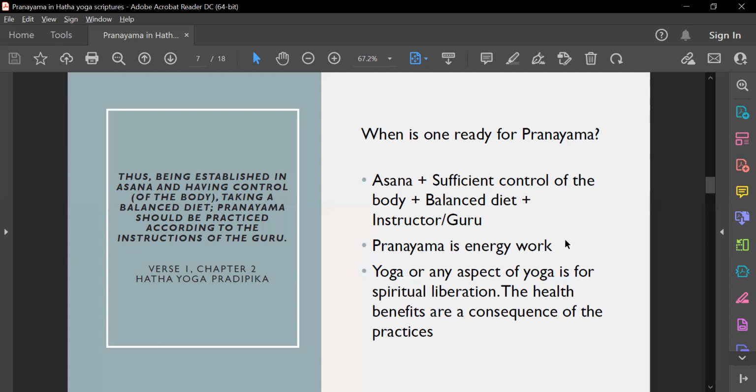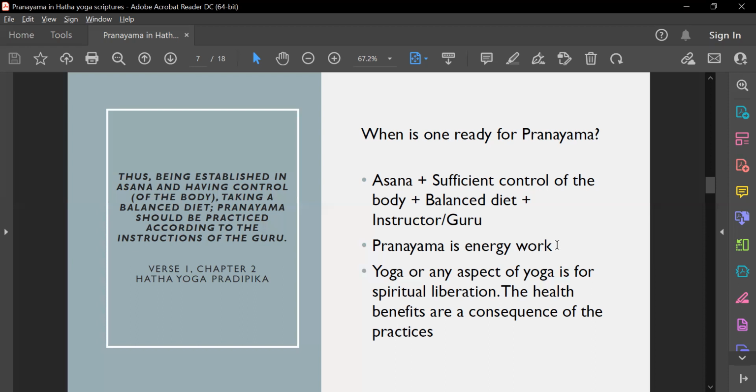Wherever we go, for example, these days we use Google Maps even if we know the location. But if you specifically do not know the location, you use Google Maps, right? Very similarly, you use the guidance of a guru to do this energy work.